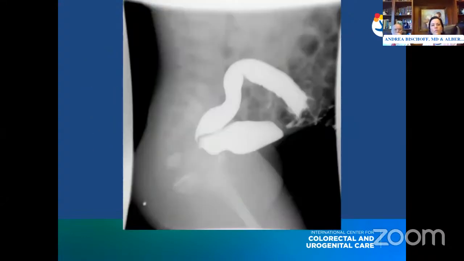Now, what about this one? Rectoperineal, no fistula, bulbar, or prostatic. We're injecting the mucus fistula and it ends right here. This is the bladder. Bladder neck fistula. Very good. This one you have to approach through the abdomen to separate the rectum from the urinary tract.